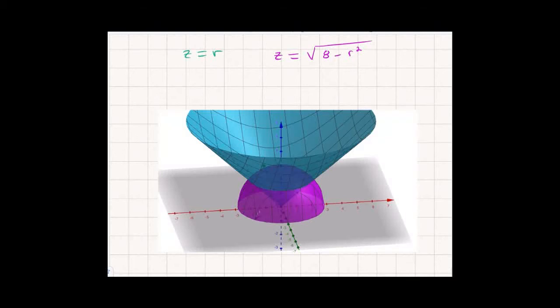Okay, so we're trying to find the volume of this object, this region enclosed by this cone, given by z is equal to r in the turquoise here, and this dome given by z is equal to the square root of 8 minus r squared in this mauve color. And I tried to make the colors match with this GeoGebra picture that we've got here, which is very nice.